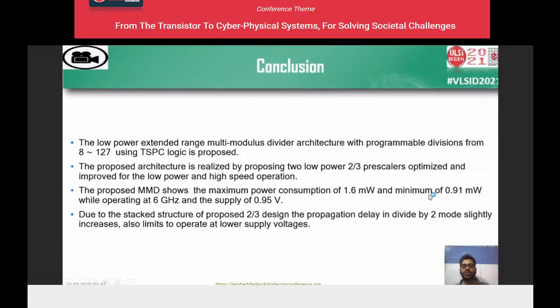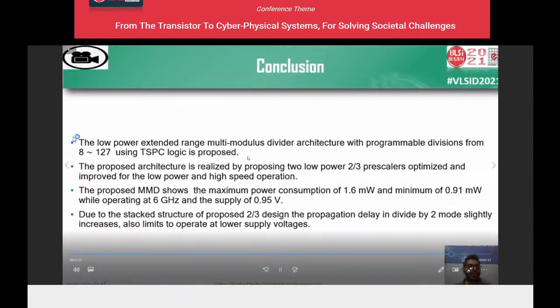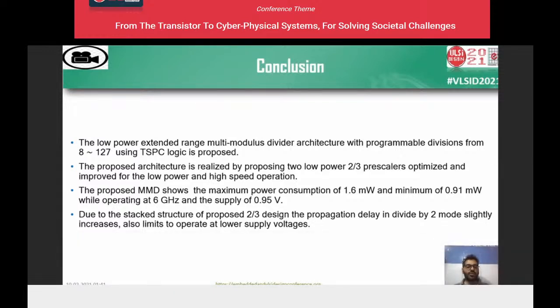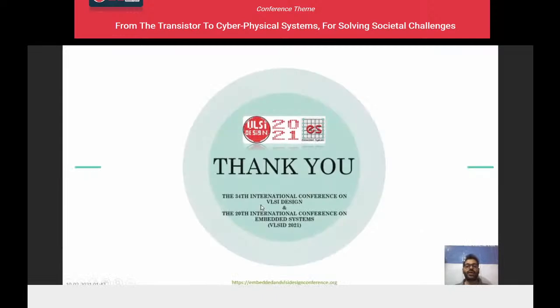So I have taken out some conclusions: the architecture can provide programmable divisions from 8 to 127 with a TSPC logic, and the two prescalers are designed for low power and high speed operation. The overall performance is like this: the highest power consumption is 1.6 milliwatt and the lowest is 0.91 milliwatt, while operating at 6 gigahertz at a supply of 0.95.